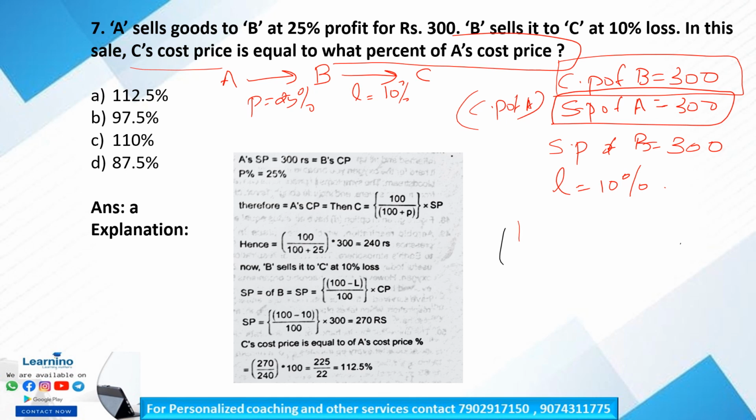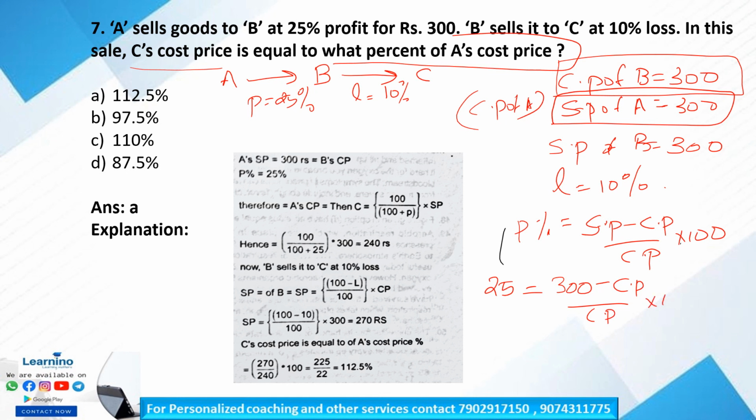So what is profit percentage? Profit percentage is equal to selling price minus cost price by cost price into 100. So 25 is equal to, what is the selling price of A to B? That is 300, minus cost price, by cost price, into 100. So CP into 25 is 25 CP, equal to 300 minus CP into 100. So 25 CP is equal to 300 into 100 minus CP into 100, by taking the bracket outside.